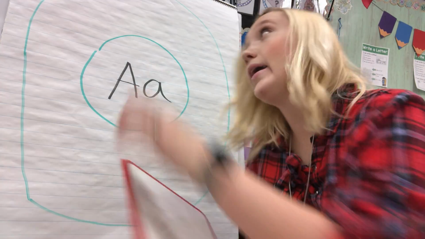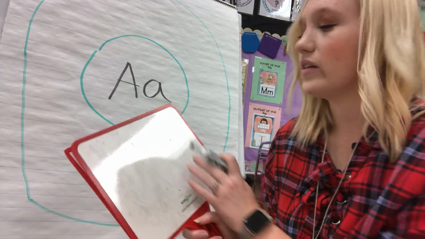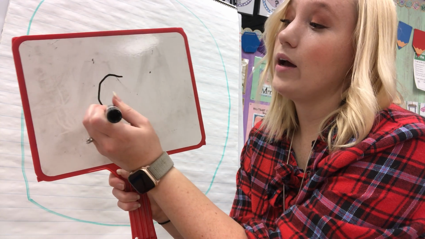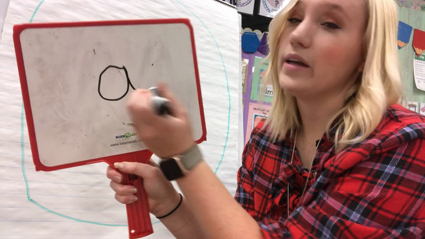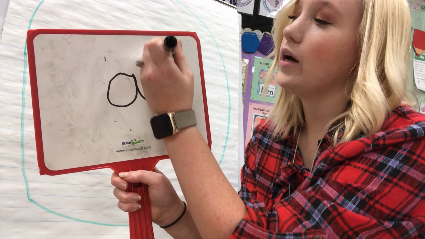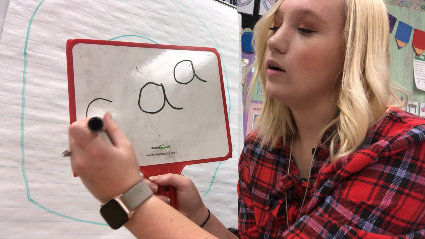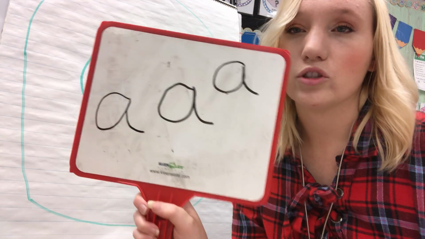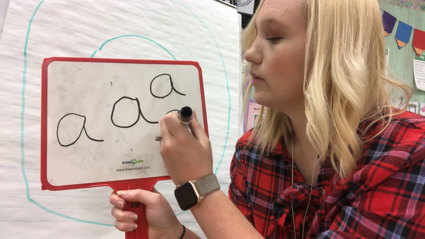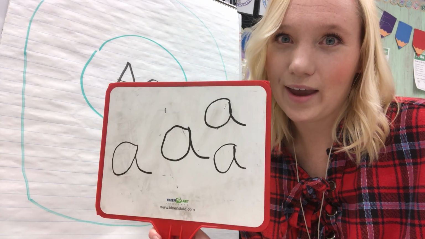So the lowercase a is the baby A. He's the small a. So we are going to write the small a, and it starts like this. We start at the top, and we go around, up, down. Do you see that? Try that again. Around, up, down. Can you do that with me? Around, up, down, just like that. Try that again. Around, up, down. And that is how we do our lowercase a.